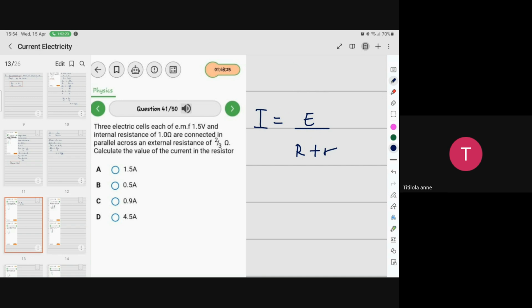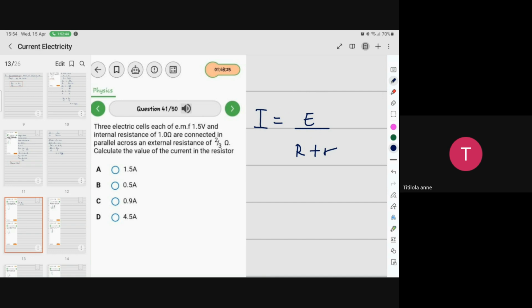We have 3 cells, isn't it? And each of them has an EMF of what? Of 1.4, and internal resistance of what? Of 1.0. Now, they've given us our big R, which is 2/3. The only business you have right here is to get the total effective internal resistance of the battery.